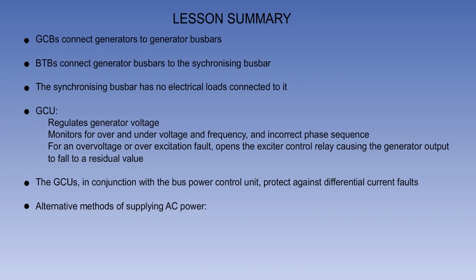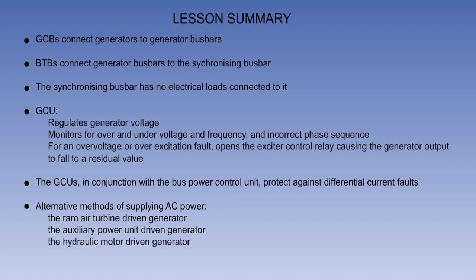Alternative methods of supplying AC power are the ram air turbine-driven generator, the auxiliary power unit-driven generator, the hydraulic motor-driven generator, the static inverter, and, on the ground, the ground power unit.